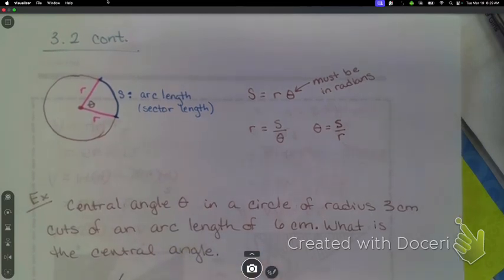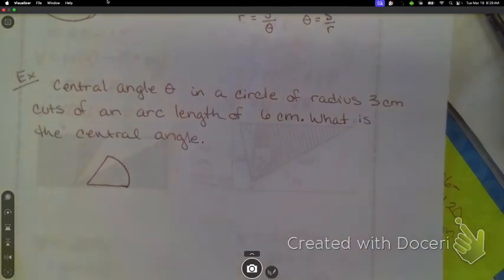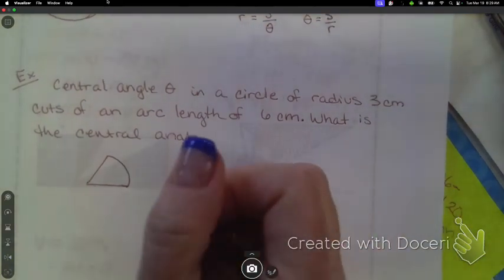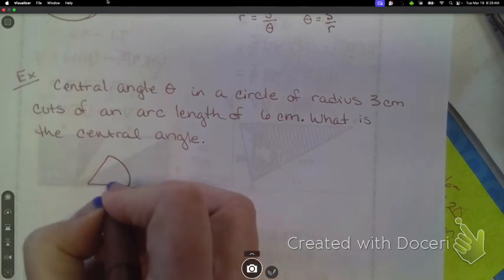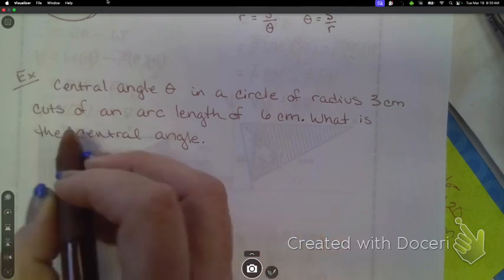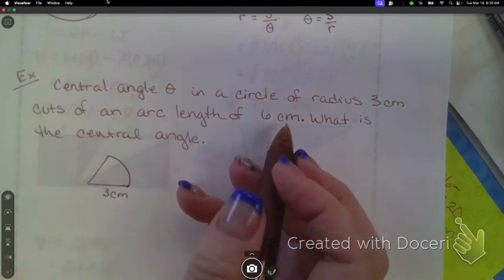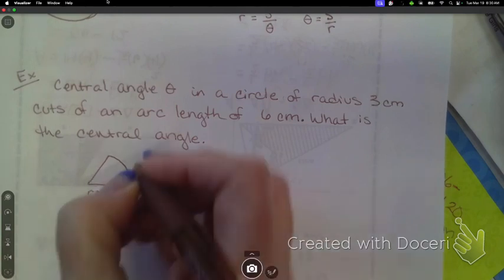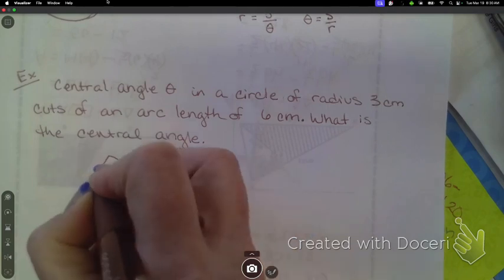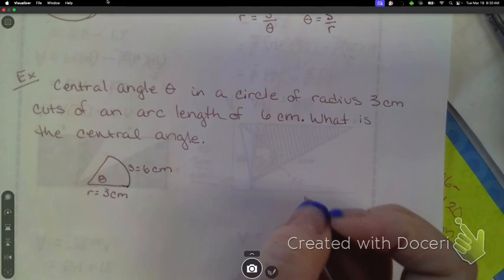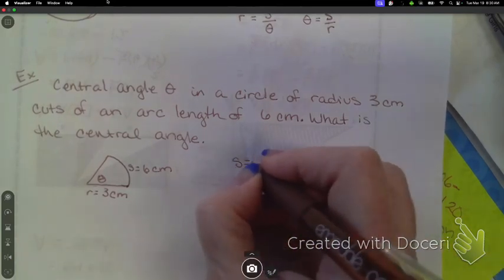Okay, so I don't expect you to draw a circle. I do expect you to draw a sector, guys. That's a sector, right? A portion of a circle? So, what's R? 3. So we know 3. And we have cut off an arc length. So what variable is that? It's S. So 6 centimeters. And we're looking for theta.